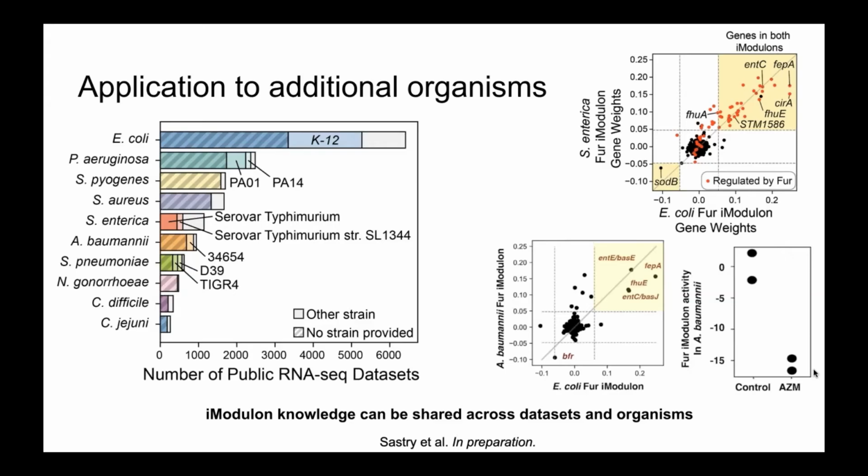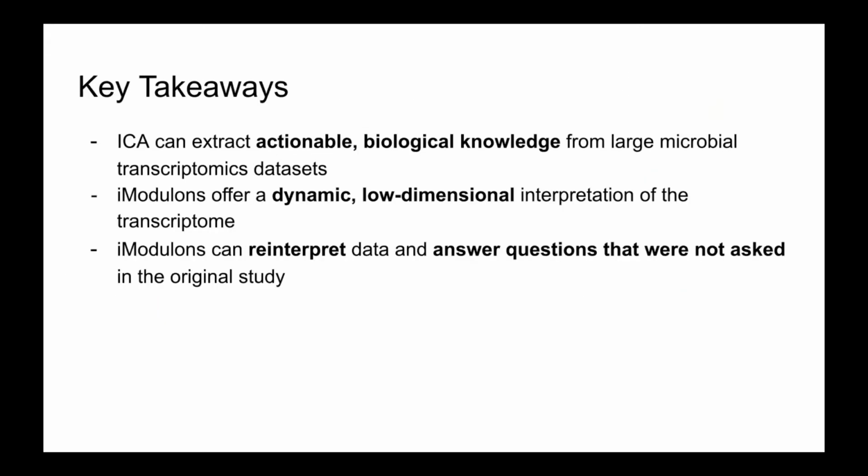And so iModulon knowledge can be used and shared across different data sets and organisms to help us characterize the transcriptional regulatory networks for some of these less characterized organisms. And all of this data is already available. It just needs to be used. iModulons offer this dynamic low-dimensional interpretation of the transcriptome. And iModulons can reinterpret data that already exists and answer questions that weren't answered or even asked in the original study.